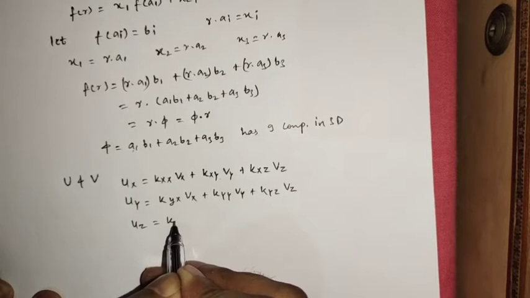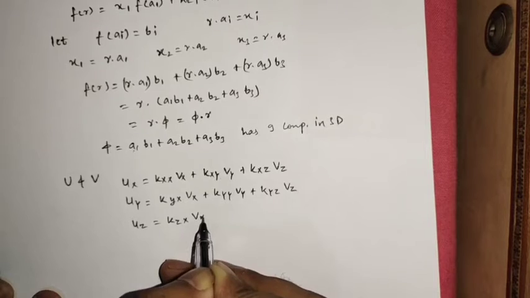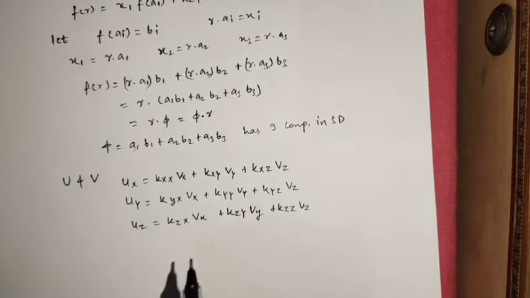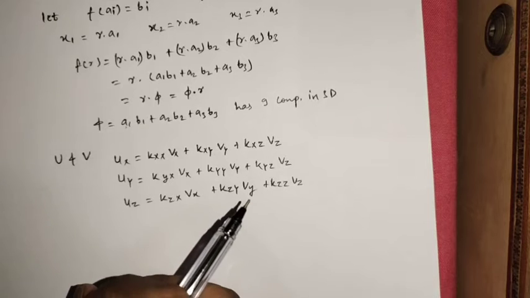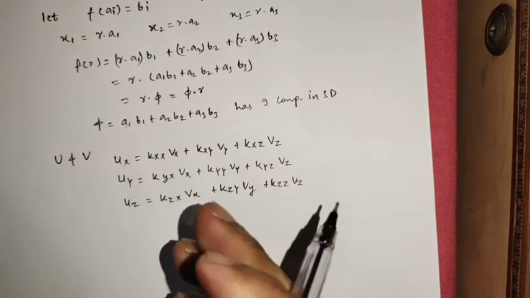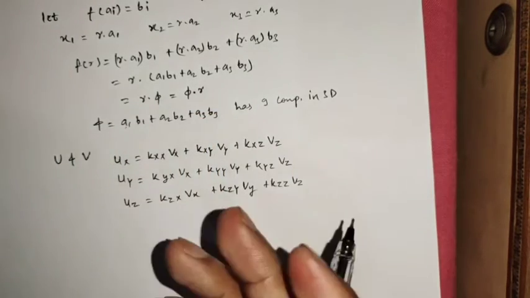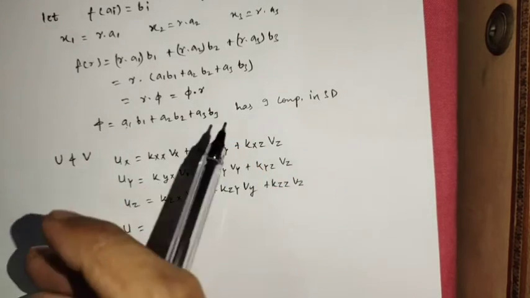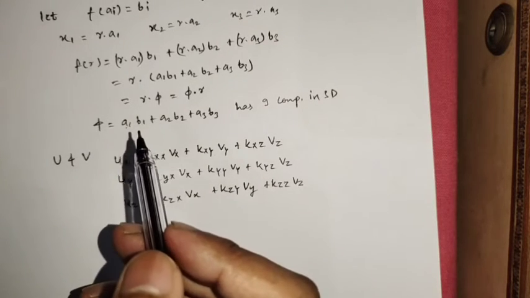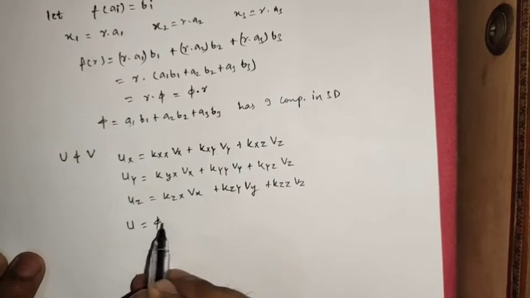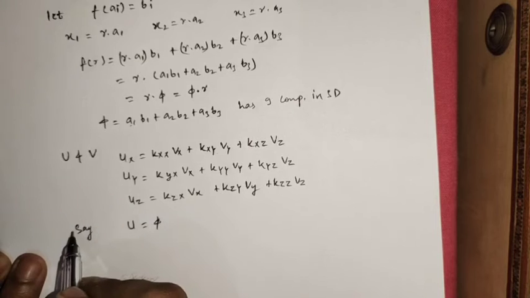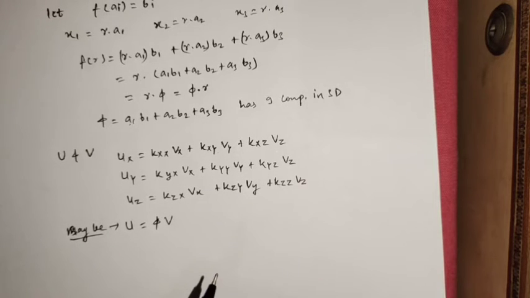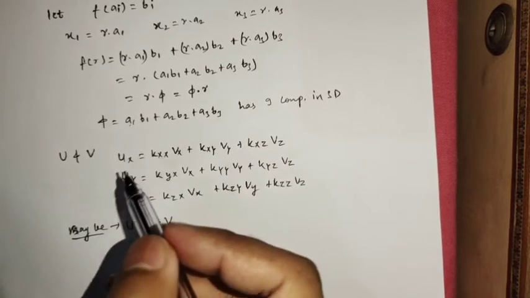Uz is equal to kzx vx plus kzy vy plus kzz vz. Okay, so here you can see we have 9 coefficients which characterize the components of one vector into the other. We can also write that u is, as we said in the beginning of this example, a linear function of all three components of v. So we can also write it like this: u equals phi dot v, where phi is a dyadic, the essential part of this array.